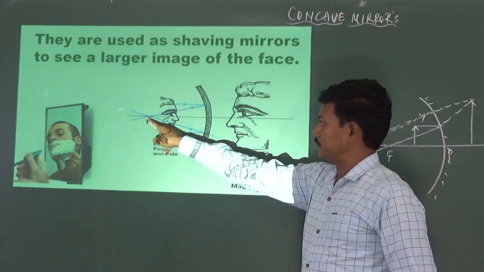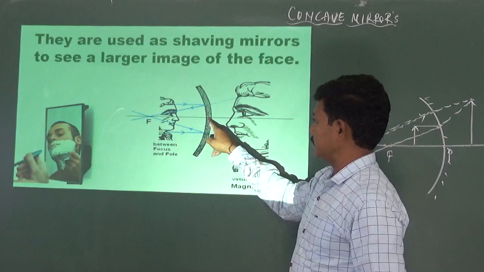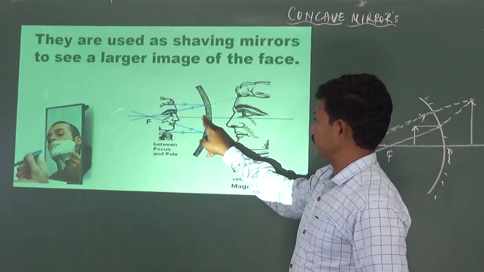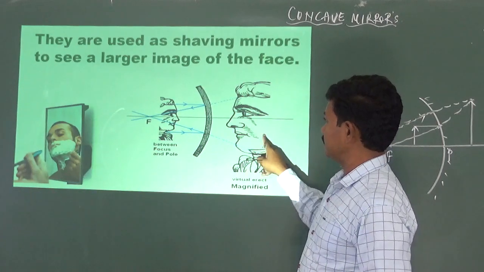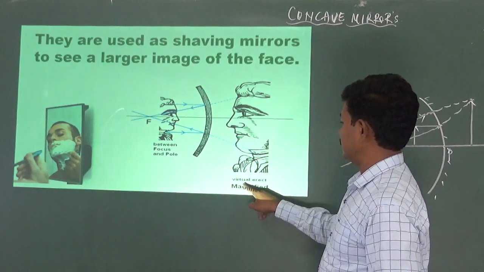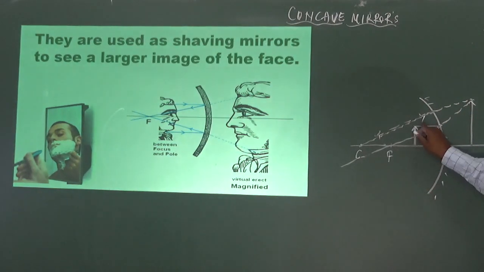So here the object, the face of the person, is placed in between the focus and the pole of the mirror. So a virtual image of the face is formed behind the mirror. In the mirror you are going to see your image as virtual and magnified. You can see here, it's a small object. When compared to the size of the object, the image is very big. So it is erect and virtual, and also it is enlarged.